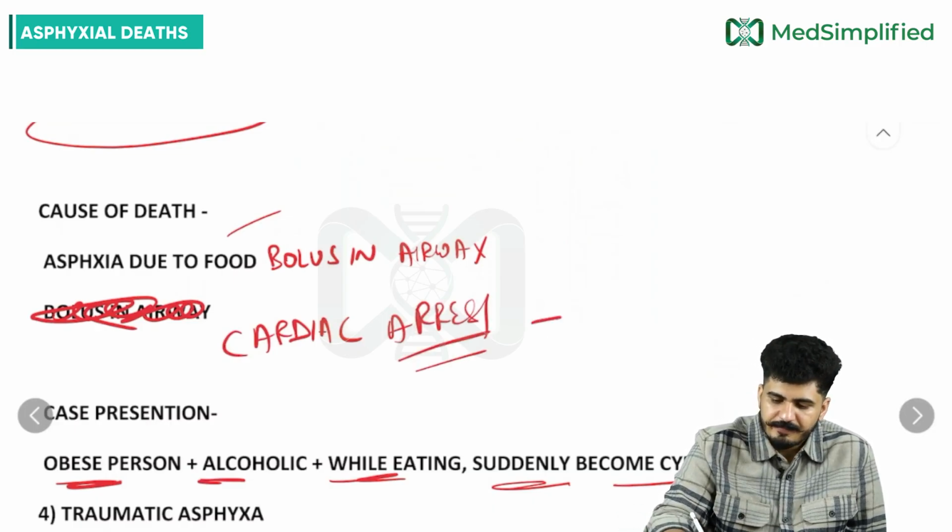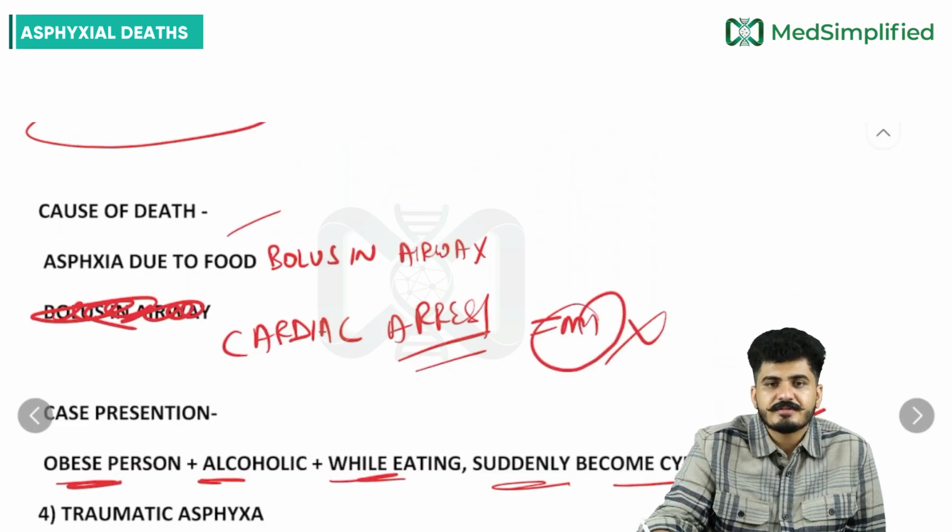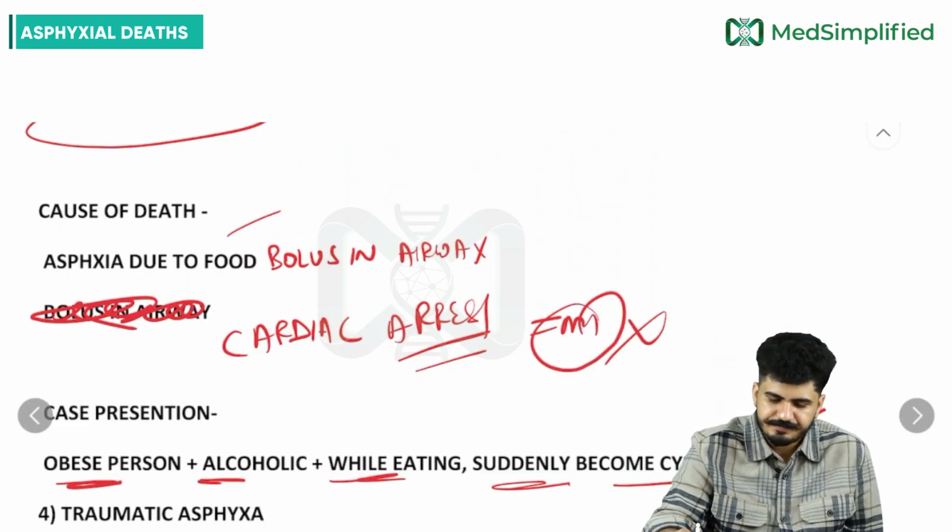This is not MI, my dear friends. You will not see the MI. This is because of the vagal inhibition. The things are happening right now, sir.